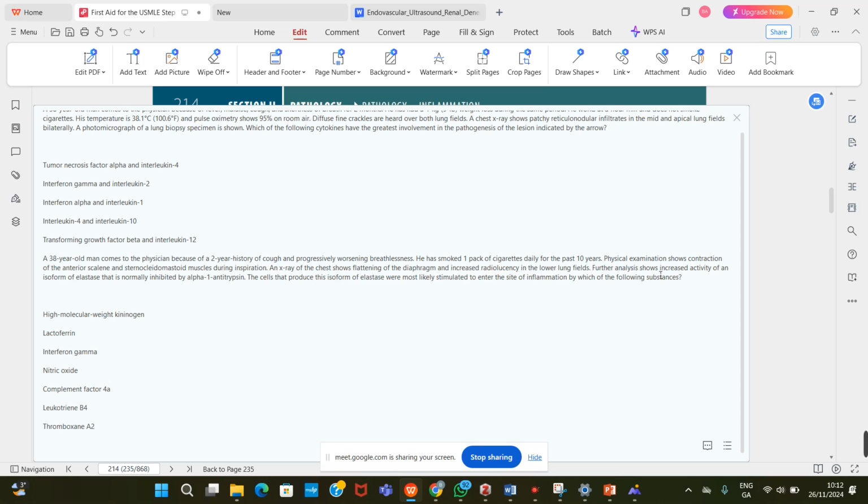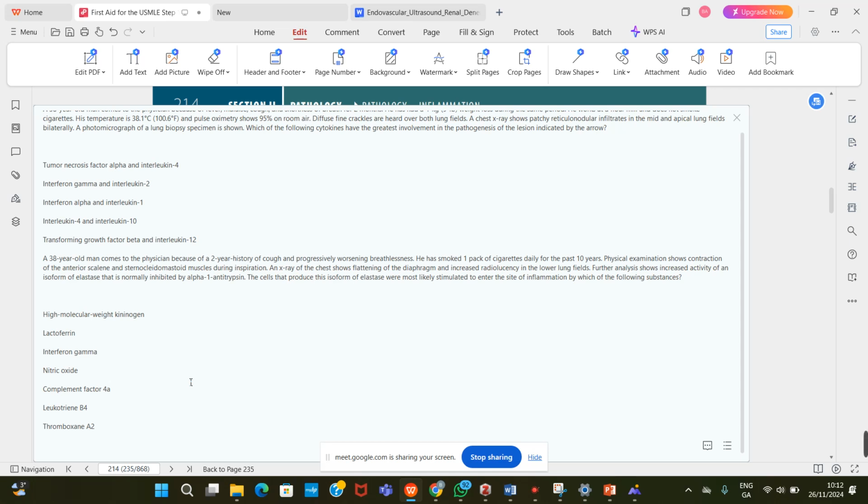Further analysis shows increased activity of an isoform of elastase, which is normally inhibited by alpha-1 antitrypsin. The cells that produce this isoform of elastase were most likely stimulated to enter the site of inflammation by which of the following substances? So, how do we number it? A, B, C, D, E. Leukotriene B4.